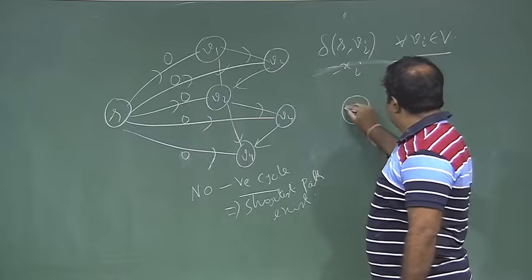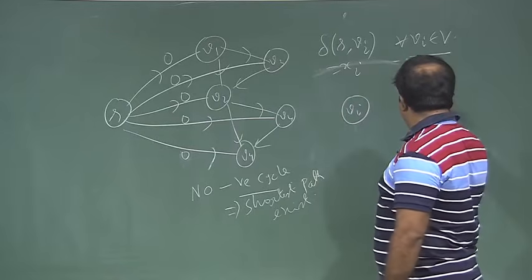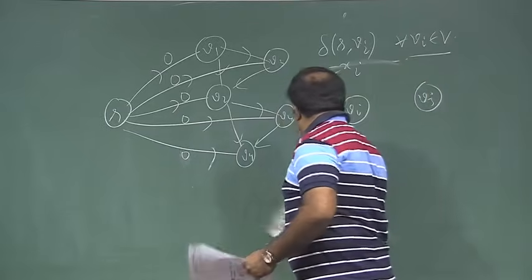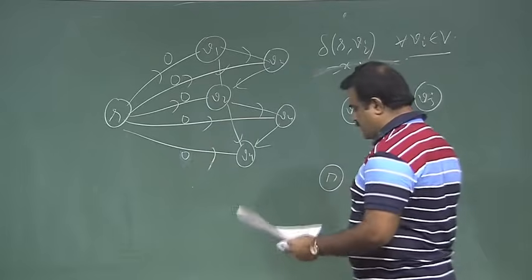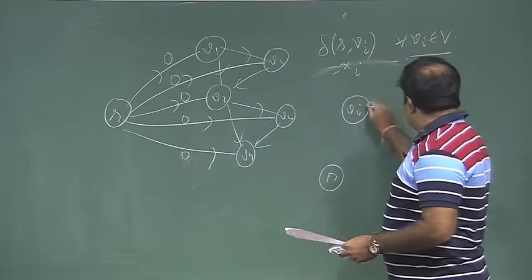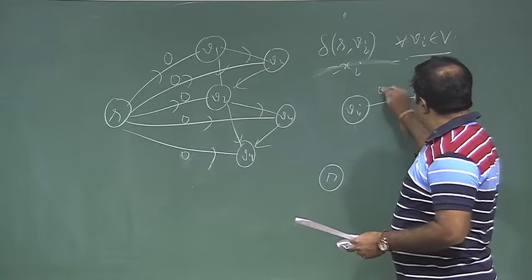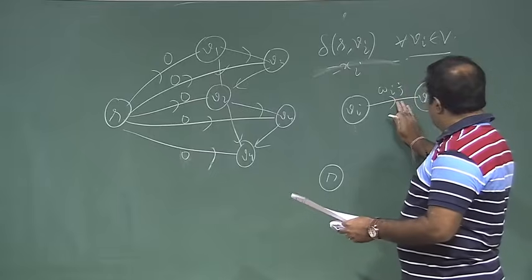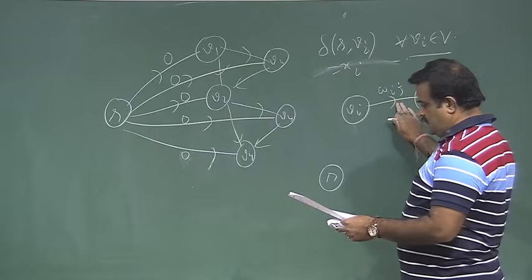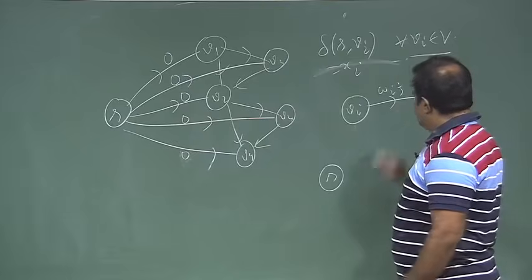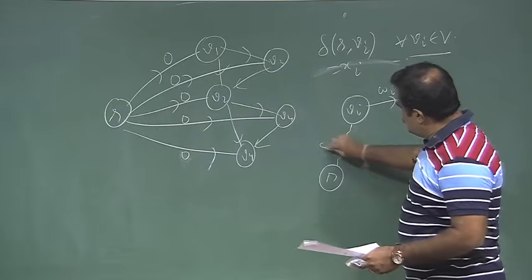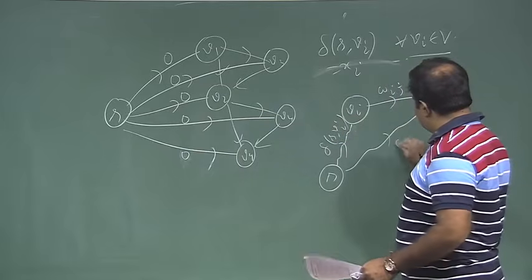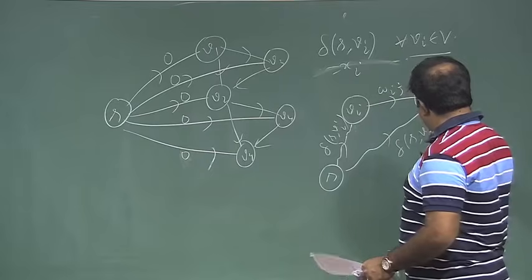We have Vi and Vj, and we have this S vertex over here. From Vi to Vj, the weight is Wij. So now we have delta of S comma Vi due to Bellman-Ford, and this is delta of S comma Vj.